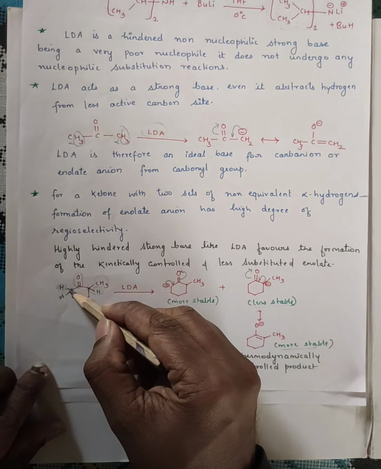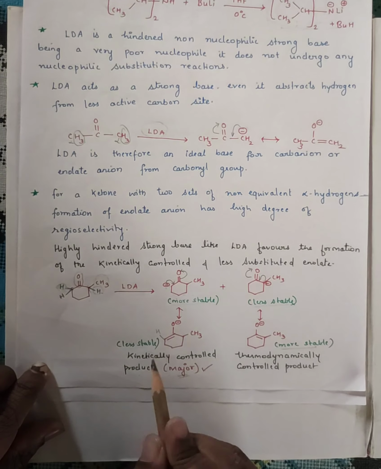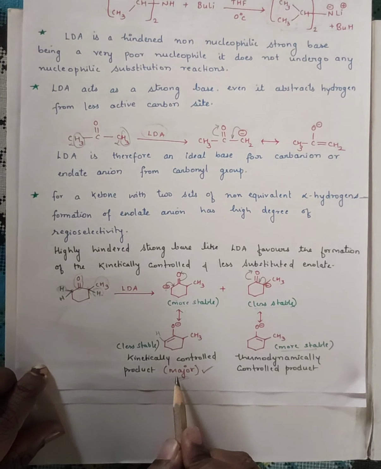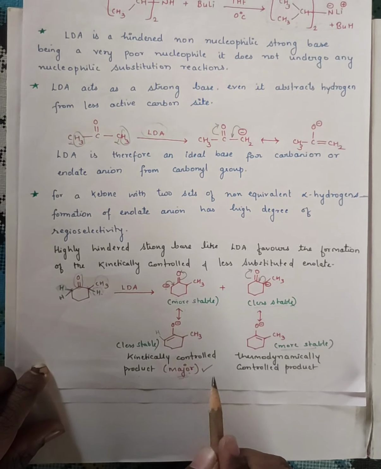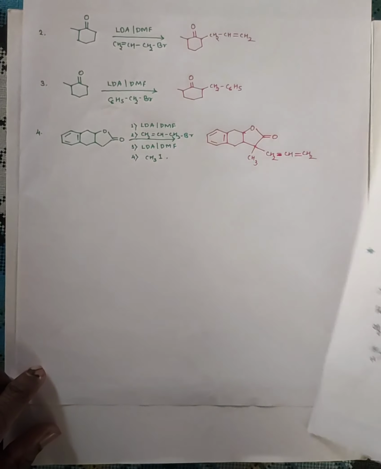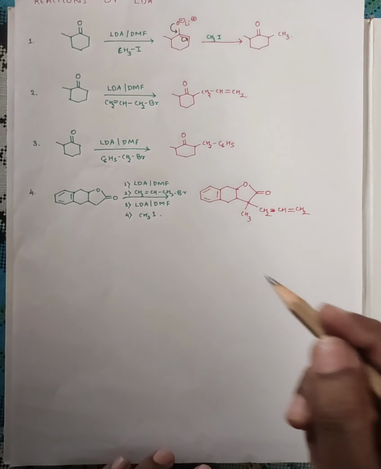Okay, so the abstraction of this proton gives the kinetically controlled product because it is taking place more rapidly than this one. Hence we are getting this product as the major product. Now let's see some of the reactions of LDA. So these are the reactions of LDA.